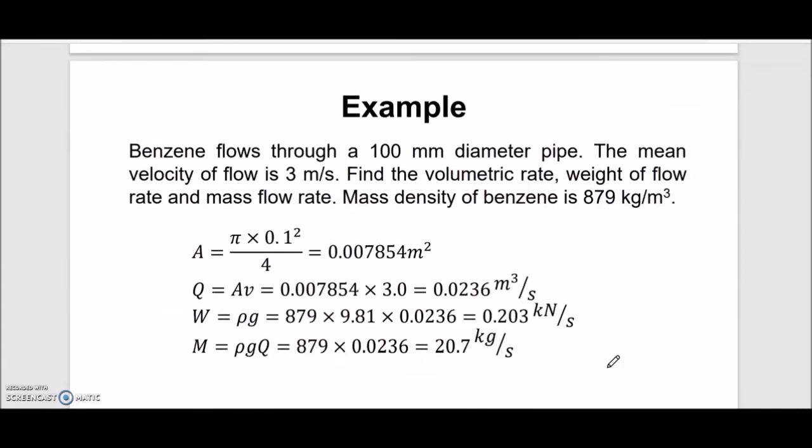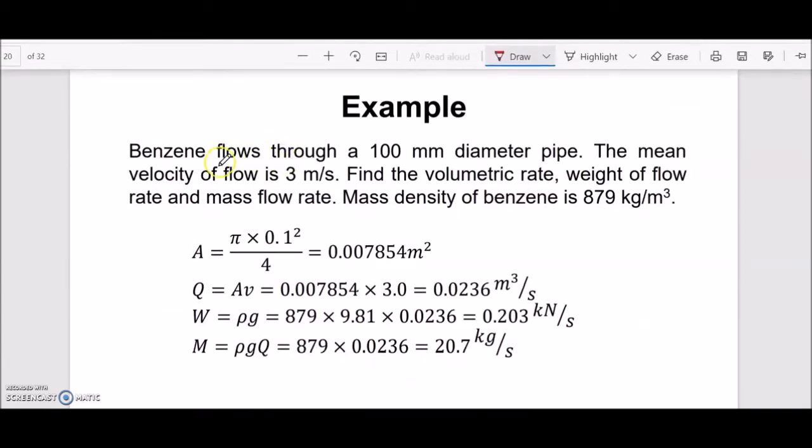So let's look into this example. Benzene flows through a 100 mm diameter pipe. The velocity is 3 meters per second, and you need to find the volumetric flow rate, weight flow rate, and mass flow rate, where the density given is 879 kg per meter cube.